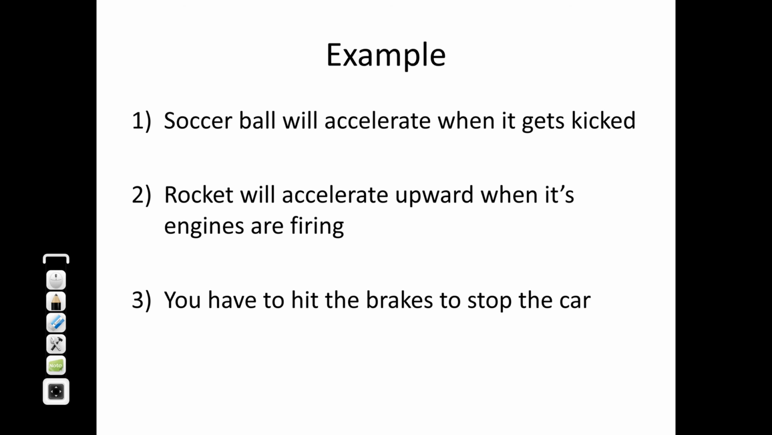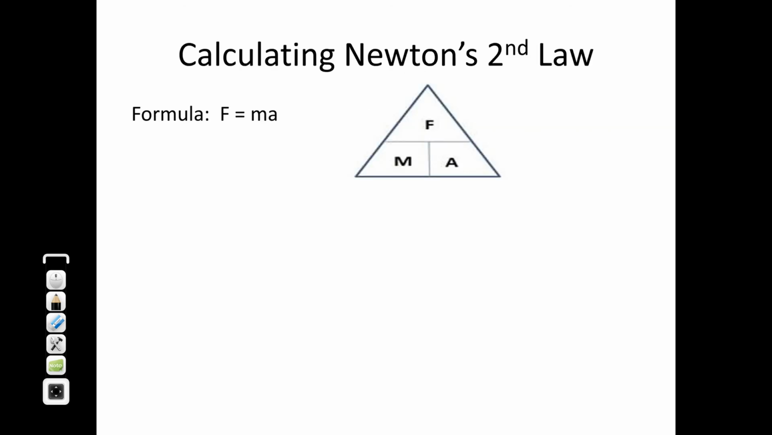So a rocket will accelerate upwards when its engines are firing. You have to hit the brakes to stop the car. You have to actually create a force to accelerate the car to make it slow down. Okay? For using the formula, there is a little trick.